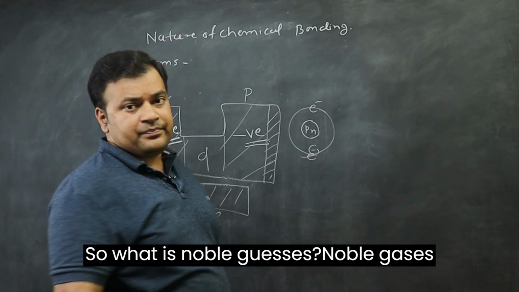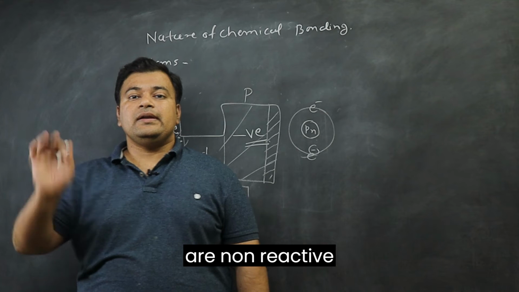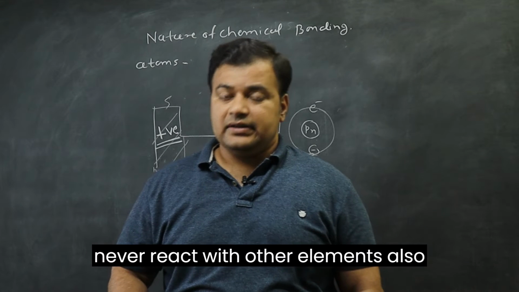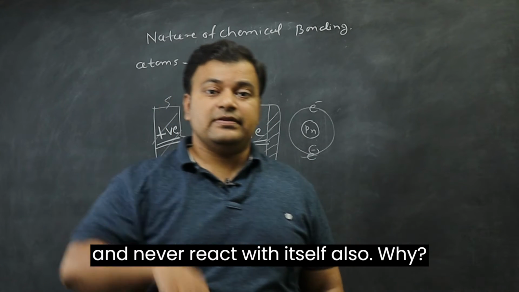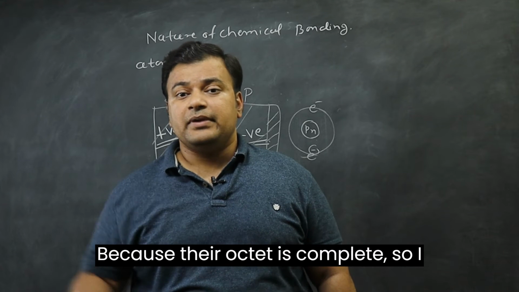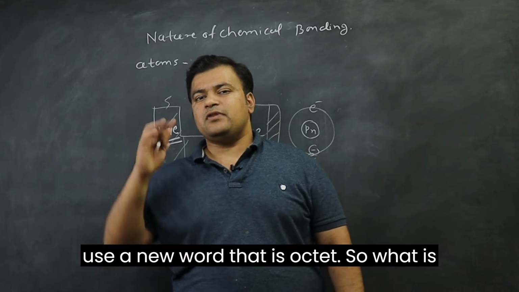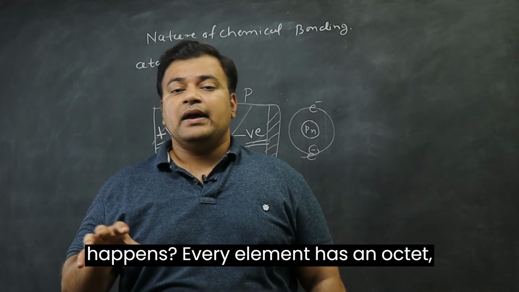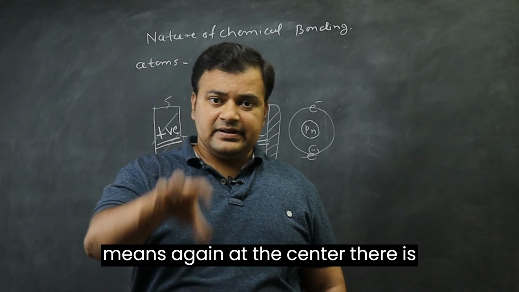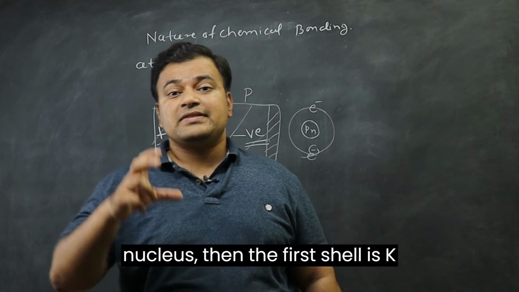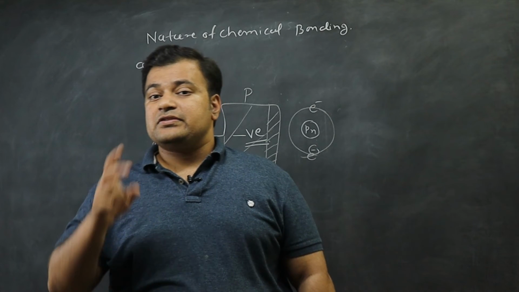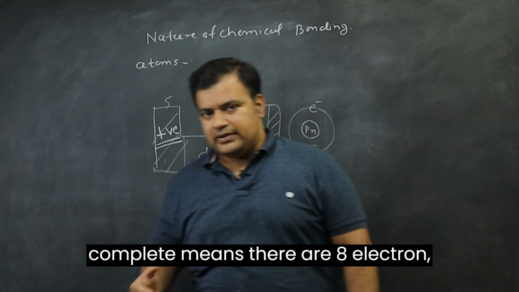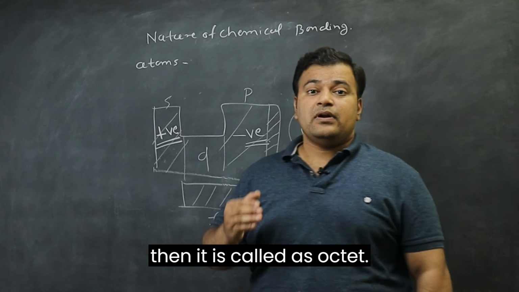So what are noble gases? Noble gases are non-reactive elements, means they never react with other elements and never react with itself also. Why? Because their octet is complete. So I use a new word, that is octet. So what is octet? See, every element has an octet, means again at the center there is nucleus, then the first shell is K shell. K shell must contain 2 electrons and another shell contains 8 electrons. If the last shell is complete, means there are 8 electrons, then it is called an octet.